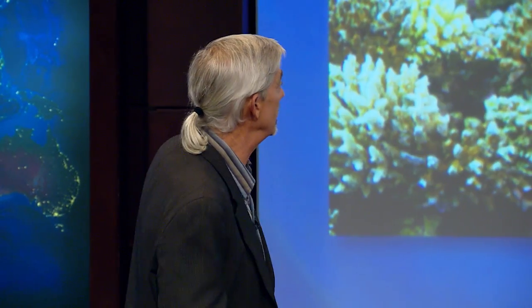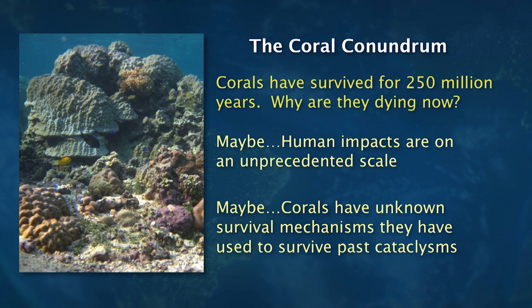Well, you can boil that down into a couple of different hypotheses about what might be going on, and here are two that seem to be the strong ones. Maybe, even though they've lived 250 million years, what we're doing on the planet now is at an unprecedented scale and rate of environmental change they just cannot handle. Or maybe corals have really unknown abilities to survive and deal with strong environmental change that we don't know about yet, that they've used to survive cataclysms, even though right now we see their numbers dropping.